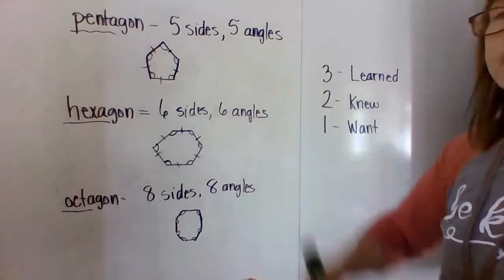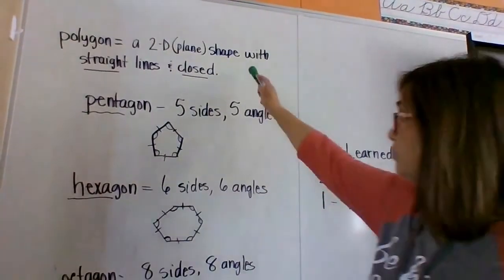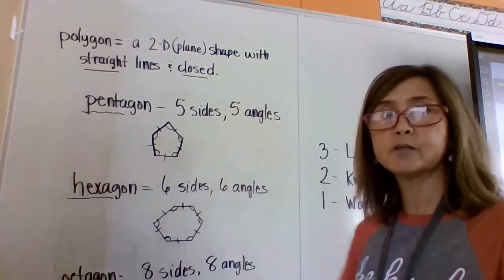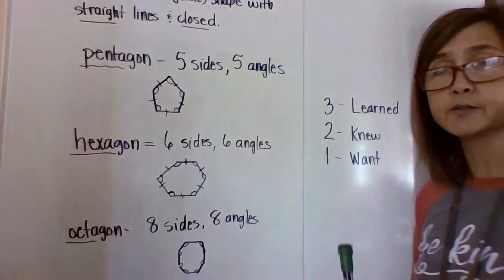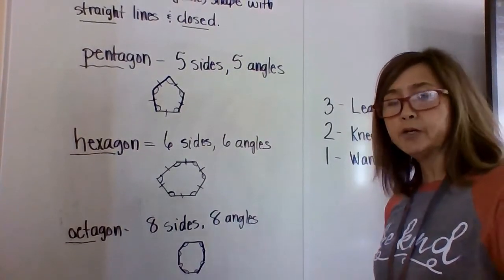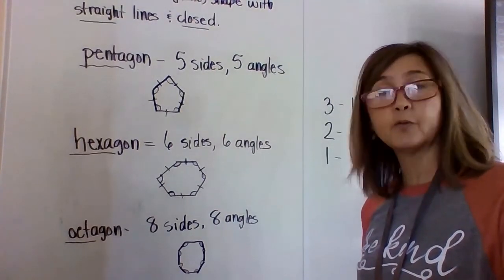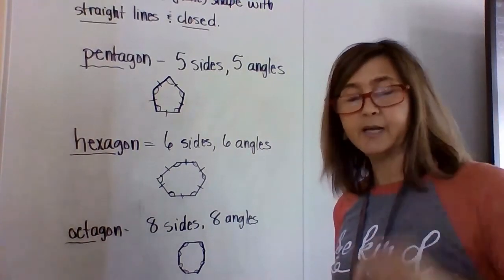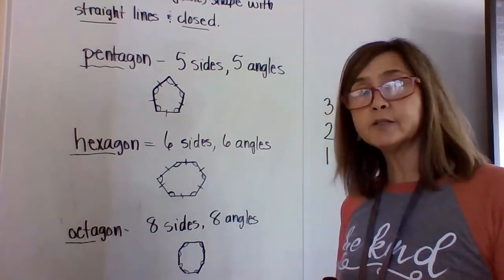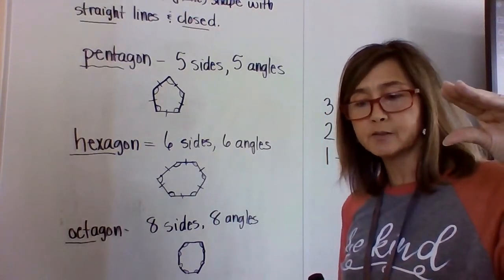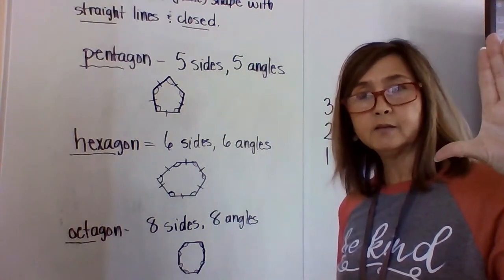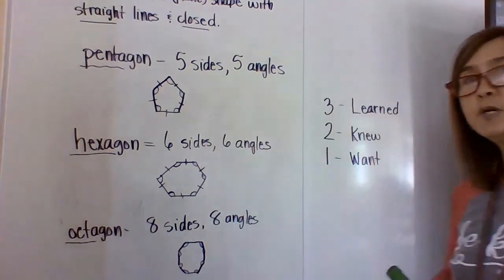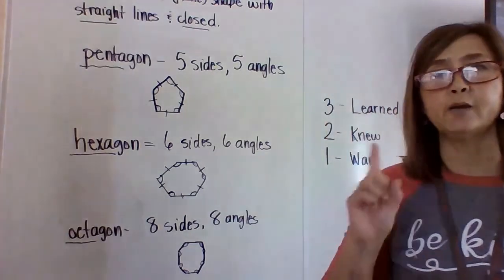So again, a polygon is a 2D shape with straight lines, and it must be closed. These are polygons: a pentagon, a hexagon, and an octagon. And then all triangles are also polygons. We learned about classifying them by their sides as well as their angles. So for the sides, we have equilateral, isosceles, and scalene. And then for the angles, we have the acute, the cute little tiny angles, the right angle, and the obtuse angle, greater than 90 degrees. Okay, so 3, 2, 1: 3 things you learned, 2 things you knew, and 1 thing you want to know more about.